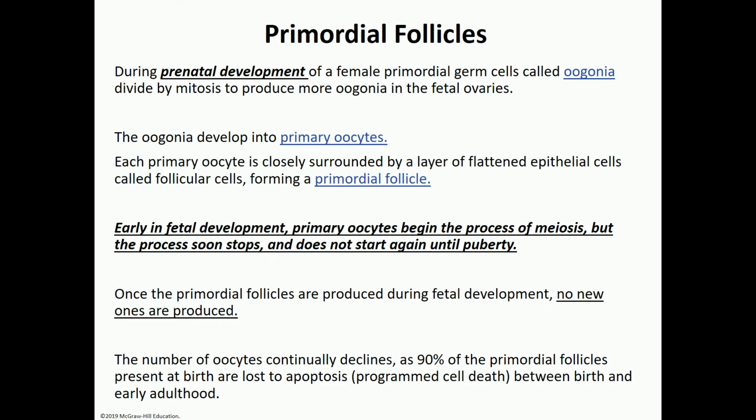Again, not all of them. Each month, several of them are going to try to mature. Only one of them actually does.